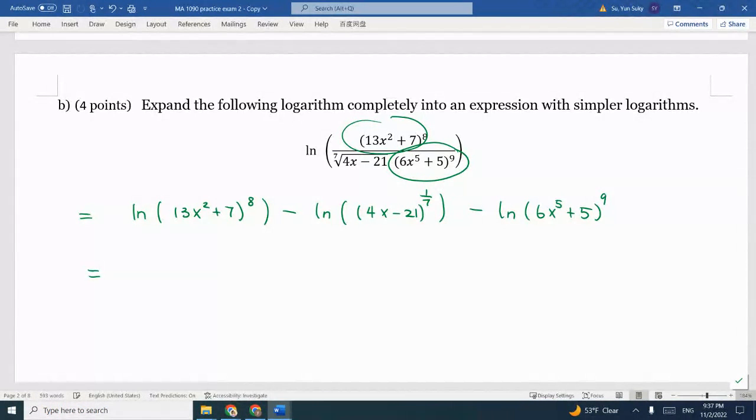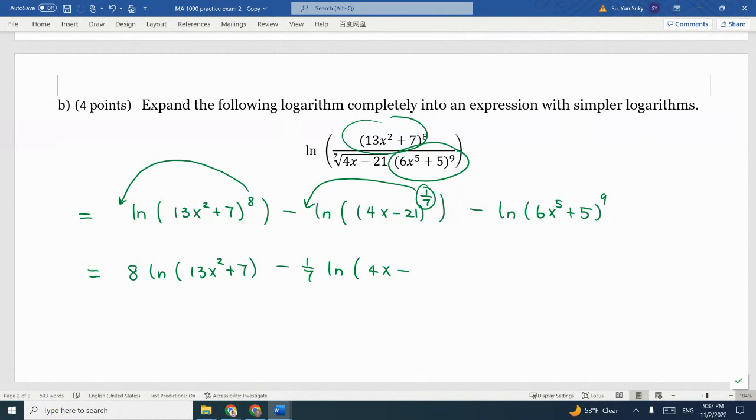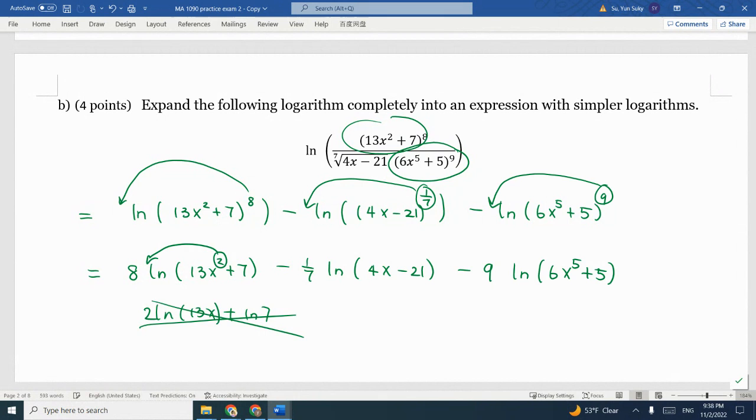Okay? We're ready. Move the exponent down in front. So 8 ln(13x squared plus 7). 1 over 7, move in front: 4x minus 21. 9, move in front: 9 ln of (6x to the 5th plus 5). Okay, and that's it. We cannot do further. So we cannot move the 2 in front, or say ln of 13x squared is 2 ln 13x, and this is ln 7. No, we cannot do it.